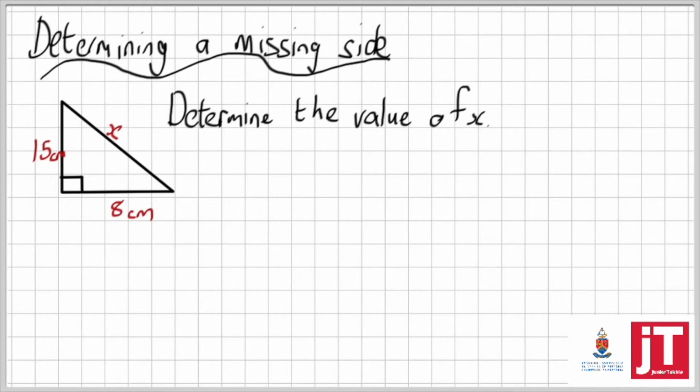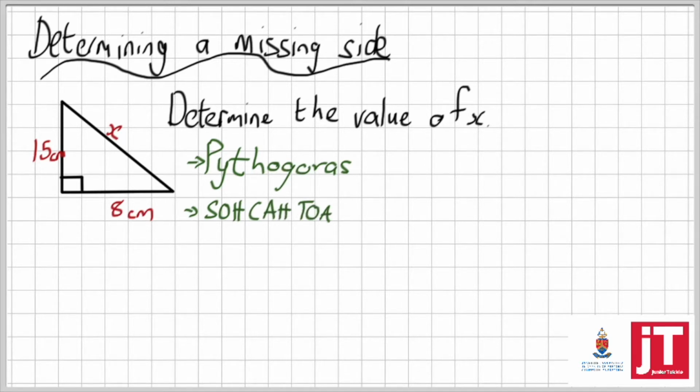So when I'm trying to determine a missing side, the length of a side of a triangle in a right angle triangle, I always look at two options. The first option that I look at is Pythagoras. Now, the second option is looking at SOHCAHTOA. Remember, Pythagoras says that the square of the hypotenuse is equal to the sum of the squares of the other two sides. Let's look at this specific sum.